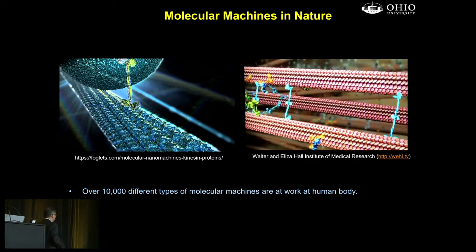So let me start with the introduction. We know that molecular machines are everywhere in nature. In our body, we have more than 10,000 natural molecular machines. And every day, we know that molecular machines are working. Even right now in your body, they are working while you are listening to this talk. Every day, about 70 to 80 billion cells and the DNA have to be repaired by the molecular machines.